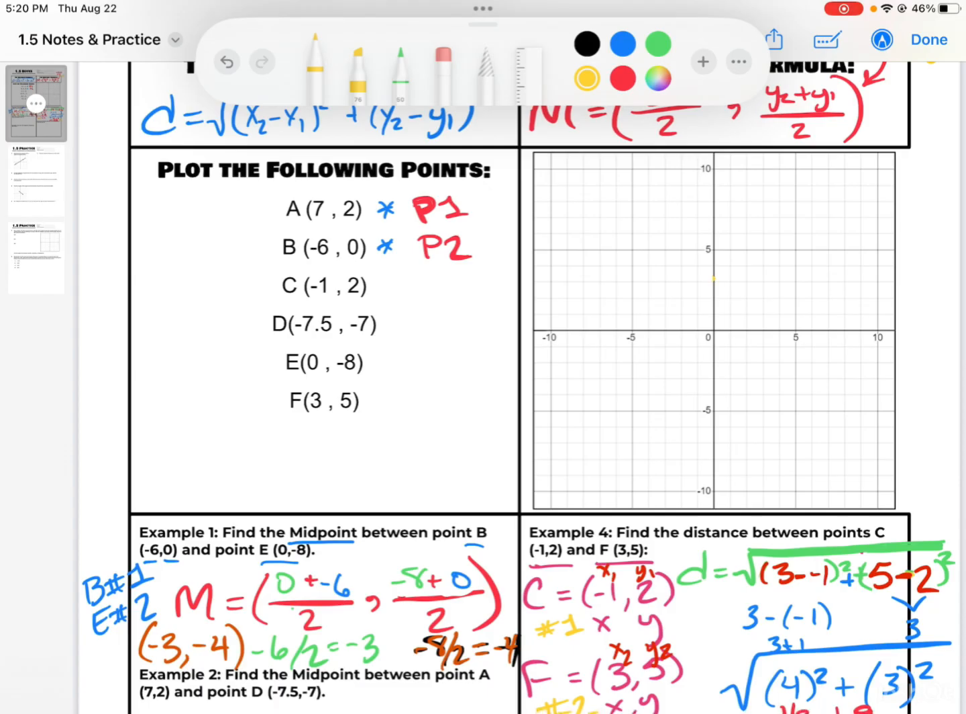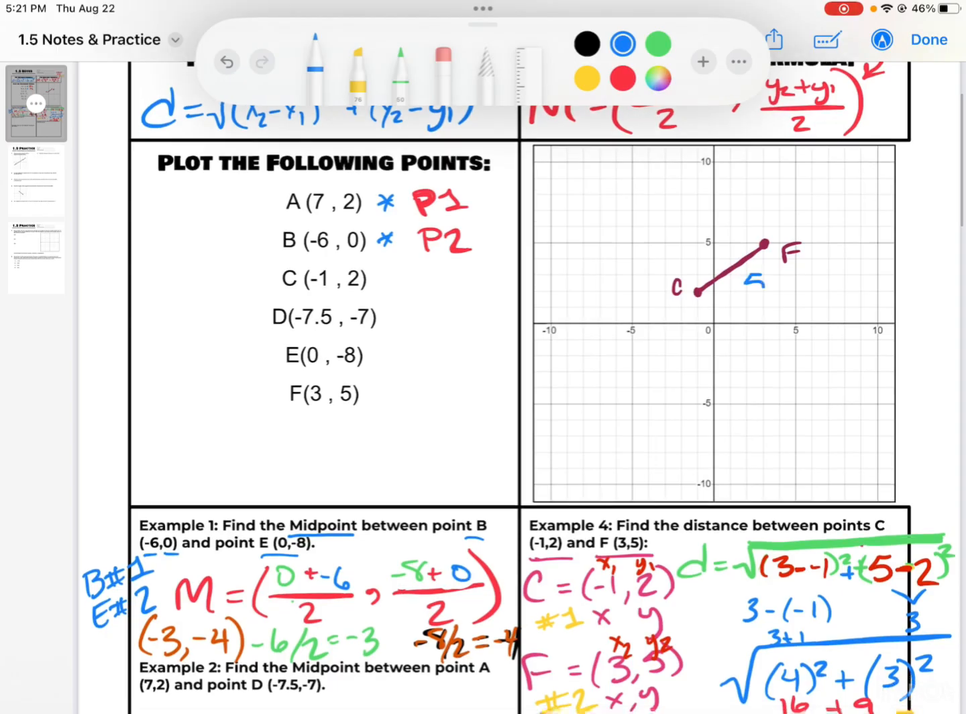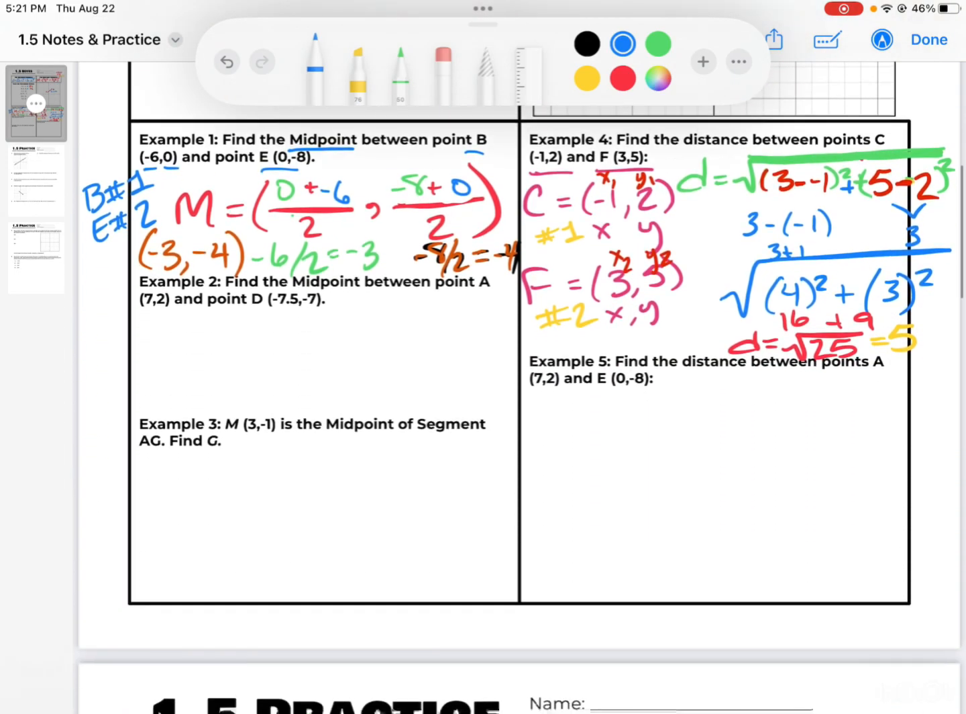If you were to go up and plot that just really quickly, if you were to go up and plot these points just really quickly, you would have point C at -1, +2, okay, that's C. And you would have F at 3, 5, right here. And so I'm trying to figure out what is the distance between them. And according to the math that we just completed, there is 5 units of distance between those.